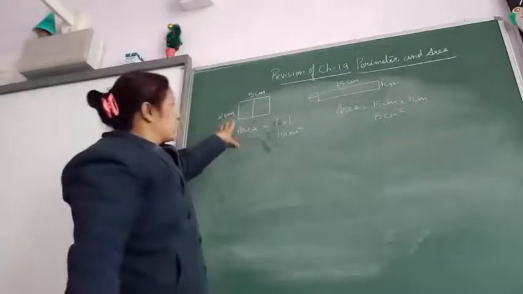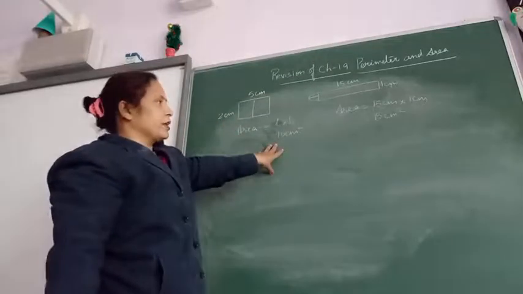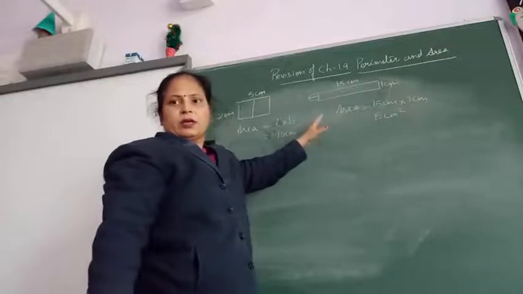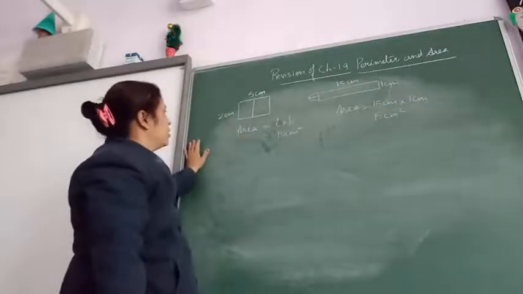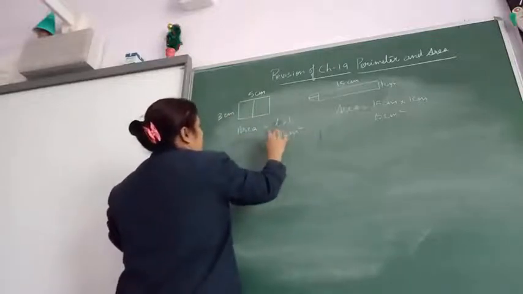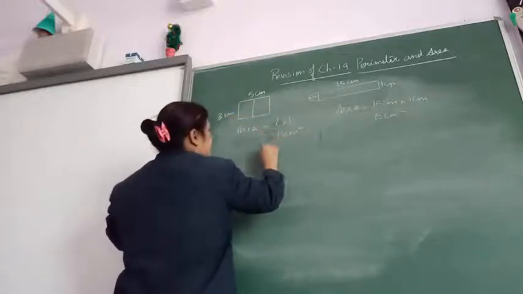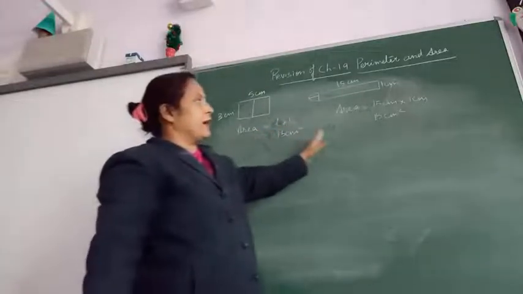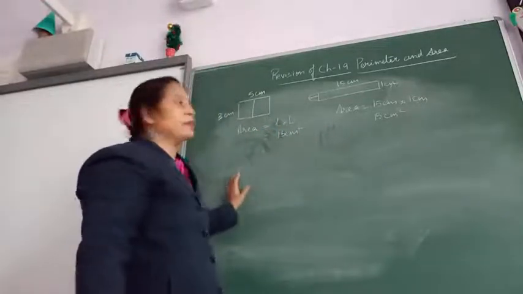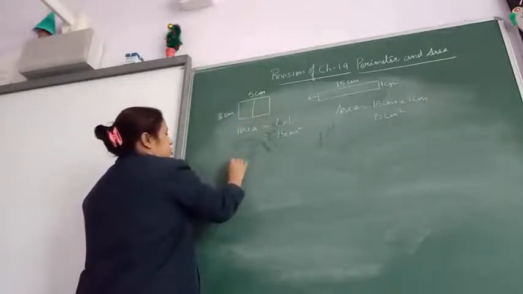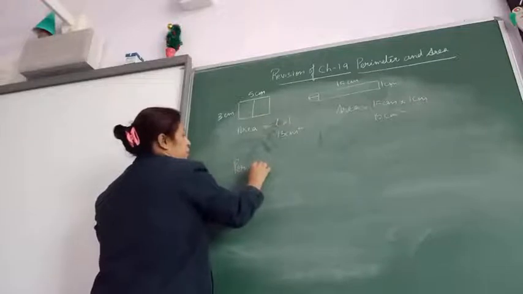Now area of this postcard is 10 centimeter square and this is 15 centimeter square. Okay. If I increase this one to 3 centimeter, it will be equal to 5 into 3, that is 15 centimeter square. Now you can see they have the same area but the perimeter will be different. If you add 5 plus 3, I am going to find out the perimeter of the postcard.